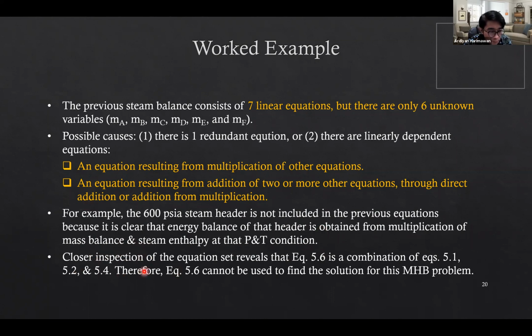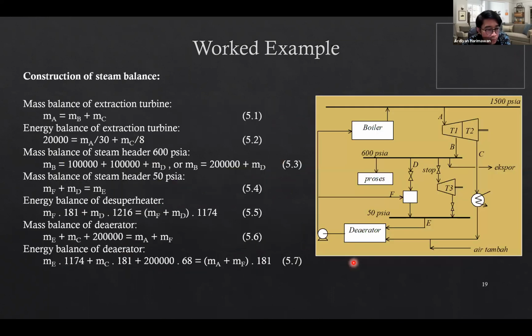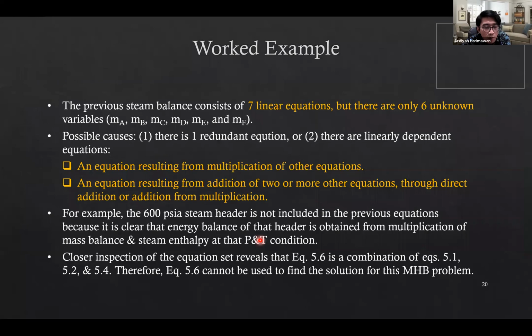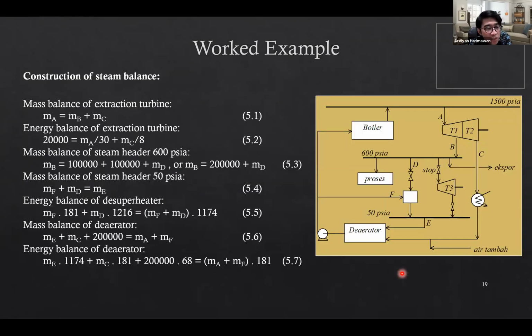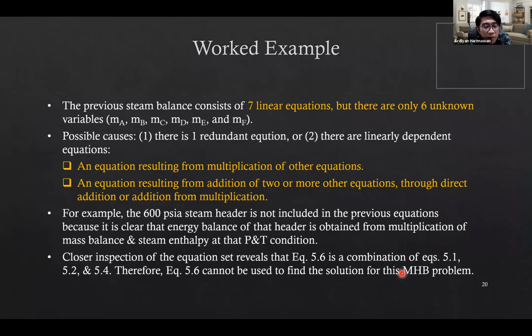And then we also see that equation 5.6 is the combination of equations 5.1, 5.2, and 5.4. So 5.6 is dependent, so we can omit this equation. This equation cannot be used to solve the balance. So this is the challenge for you, after you construct all the balances, the mass and energy balance: if the degree of freedom is not 0, then you have to decide which equation should be omitted. The equation that should be omitted is the one that is redundant or depends on other equations. So later you can only have 6 linearly independent equations.